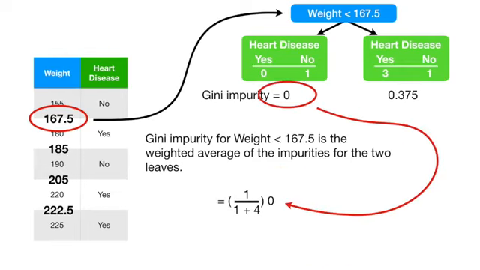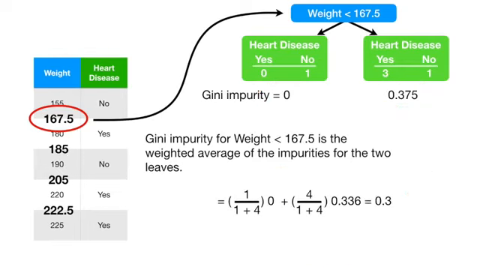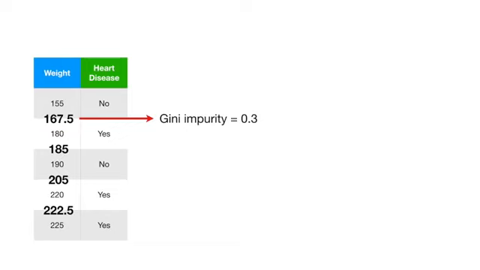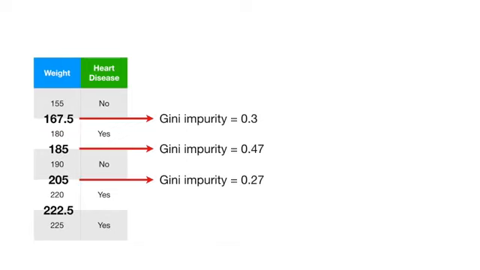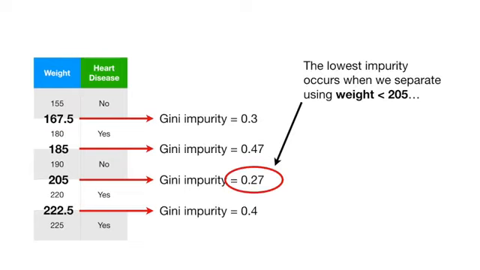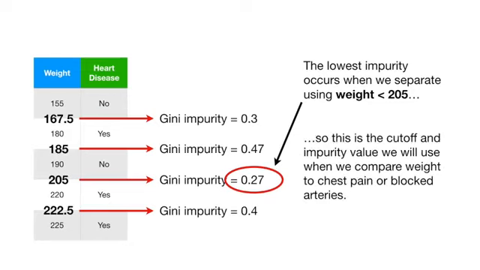Ultimately, we get 0.3 as the impurity value for this weight. And then we calculate the impurity values for the other weights as well. The lowest impurity occurs when we separate using weight less than 205. So this is the cutoff and the impurity value we will use when we compare weight to chest pain or blocked arteries.